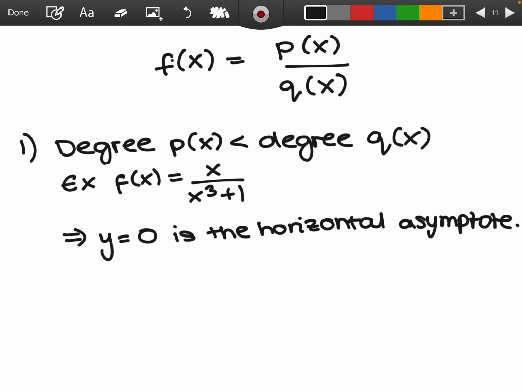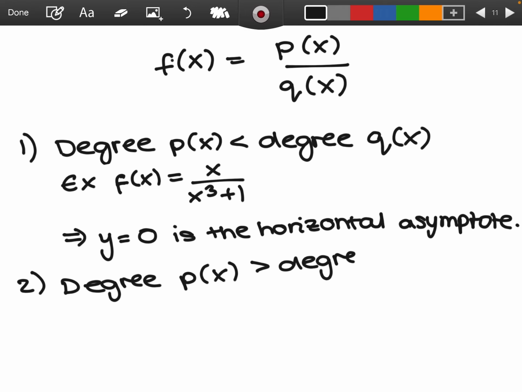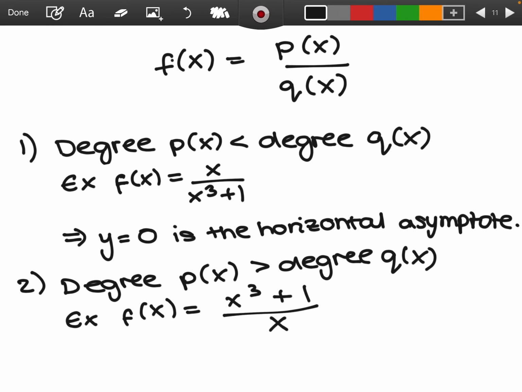Okay. That's our first case. The next case that we have is where the degree of p of x is greater than the degree of q of x. Okay, so an example of this would be f of x is equal to, we'll flip this around, x cubed plus 1 over x. In that case, there is no horizontal asymptote.